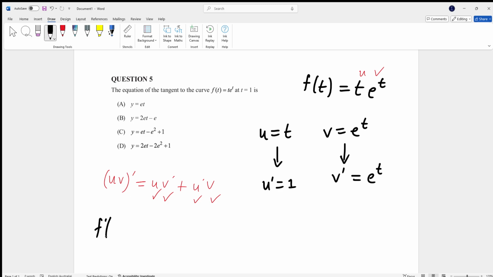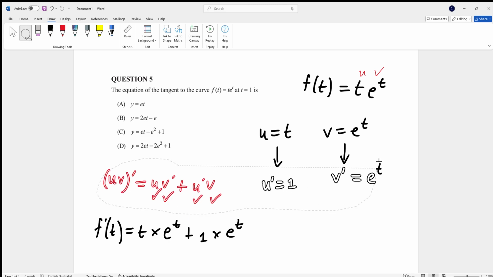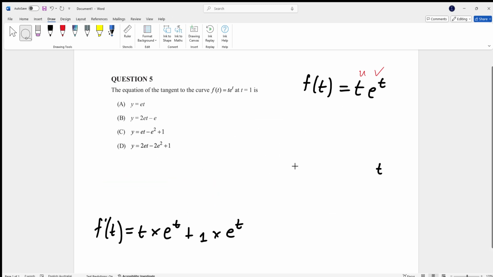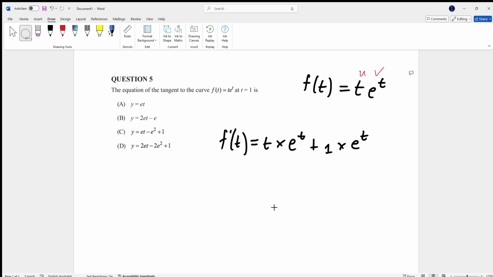So, f dash of t is going to be t, because that's your u, times by v dash, which is e to the t, plus your u dash, which is 1, times by v, which is again e to the t. So here, I'm just going to get rid of all this stuff now, because we're running out of room. So this is your derivative here. I would simplify it before plugging in the number. So f dash of t is t e to the t plus e to the t.